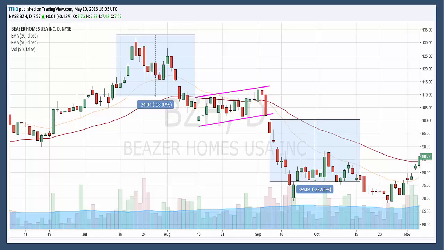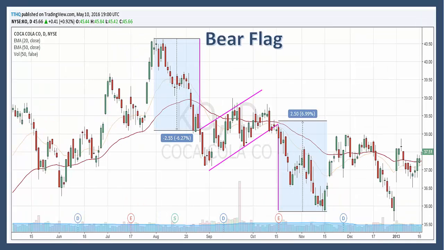In order to estimate targets, take the length of the flagpole and apply it to where we broke the support of the flag. Now, if we look back at Coca-Cola, the technical target for this bear flag pattern is calculated by subtracting the height of the flagpole from here from the eventual breakout or breakdown level right here. And our entry would be around the $38 price.